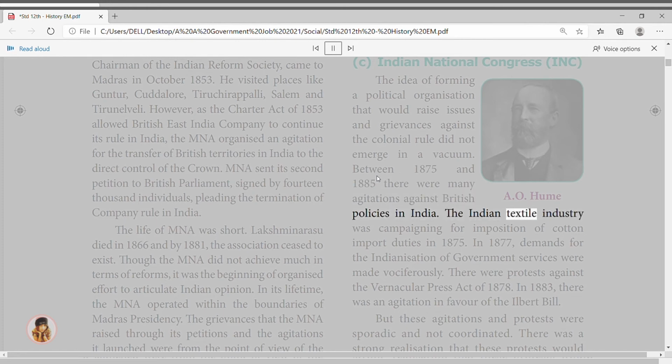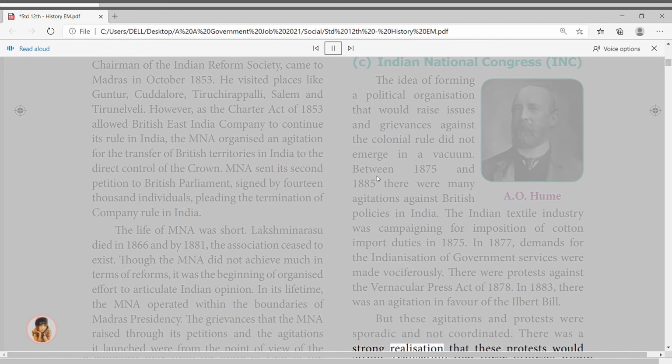The Indian textile industry was campaigning for imposition of cotton import duties in 1875. In 1877, demands for the Indianization of government services were made vociferously. There were protests against the Vernacular Press Act of 1878. In 1883, there was an agitation in favor of the Ilbert Bill. But these agitations and protests were sporadic and not coordinated.